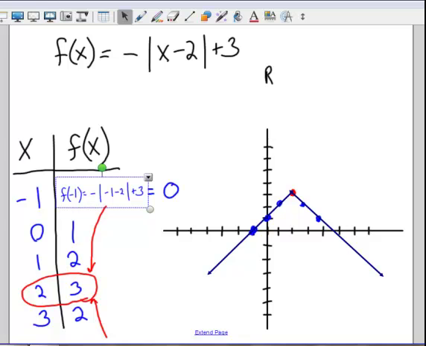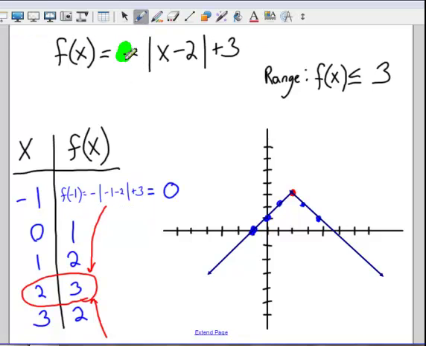So if I look at the range on that, if the graph is going down forever, my possible values for my dependent variable are everything less than or equal to the vertex point, which is 3. So that would be my range for this. Again, notice that if we have this negative, my graph becomes an upside down V.